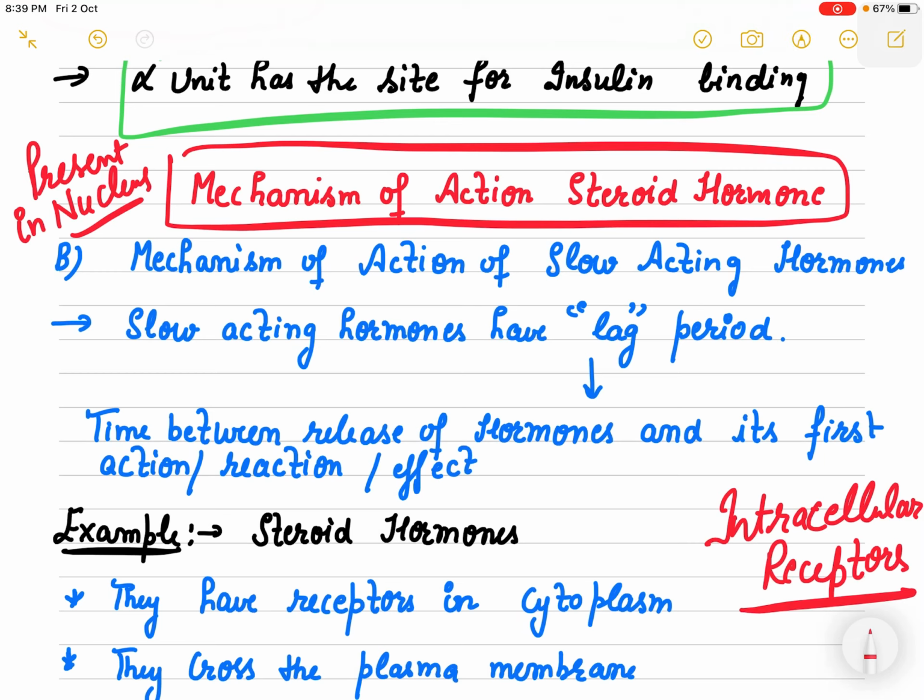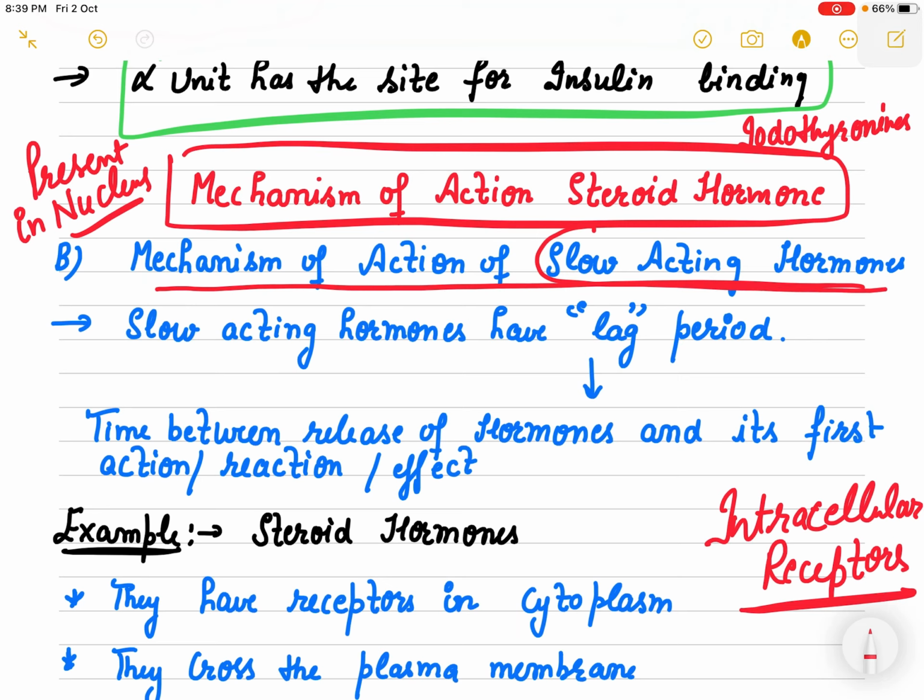Now steroid hormone is one of the examples which we can mention there. There can be steroid hormones as well as iodothyronines also, but we will discuss the detail of the steroid hormone. Now how does this mechanism work? This is the mechanism of action of slow acting hormones. Adrenaline and insulin come under the category of quick acting, while steroid hormones come in the category of slow acting hormones. Why slow acting hormones? Because they have a lag period.